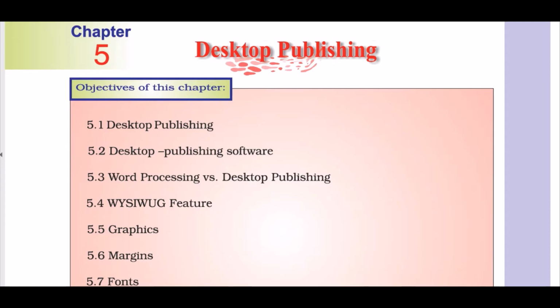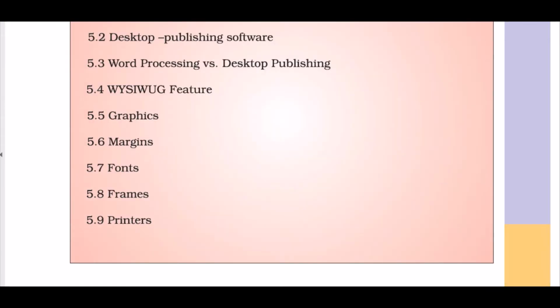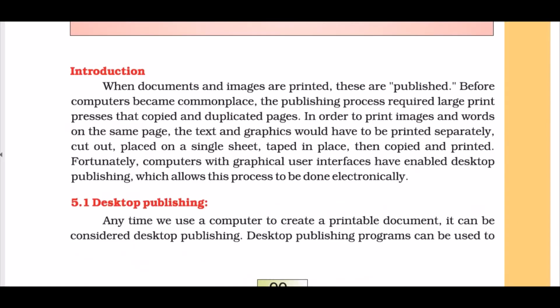Welcome to online classes. Today we'll start with chapter 5, Desktop Publishing. In this chapter we'll talk about what is desktop publishing, what are the different softwares that we use, what is the difference between word processing and desktop publishing, what are the various features that we use during desktop publishing.